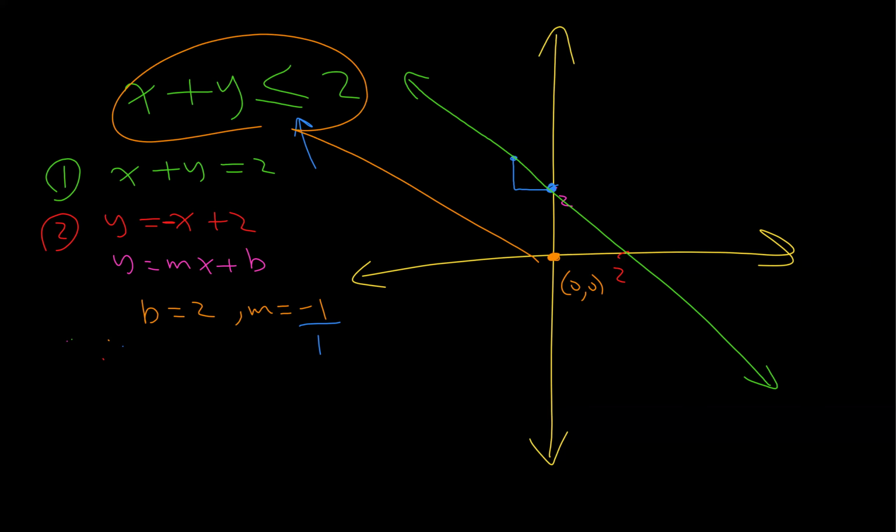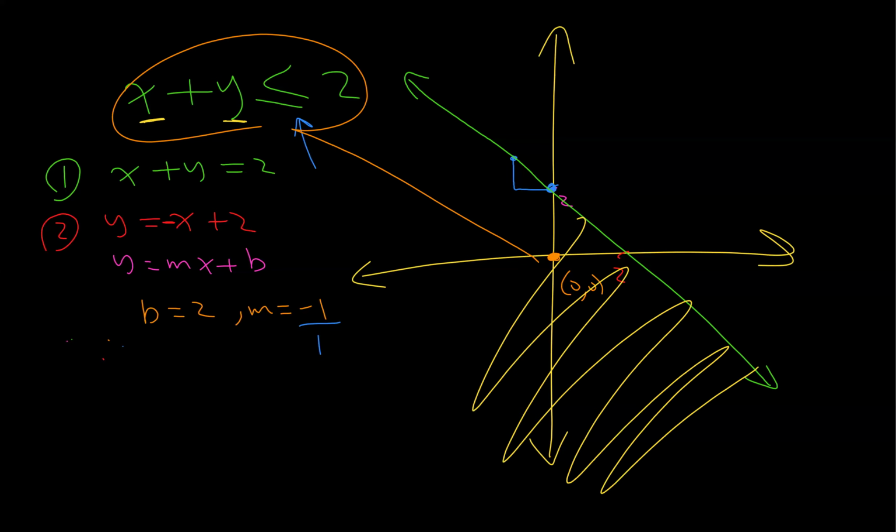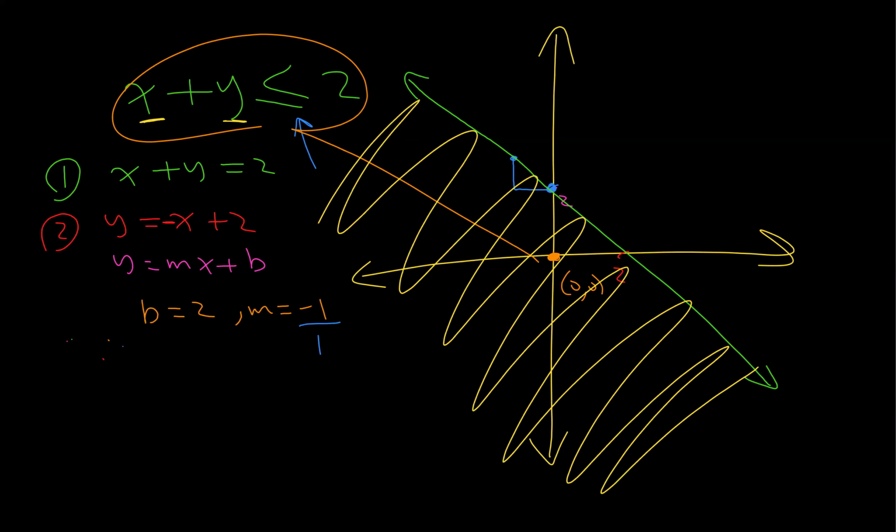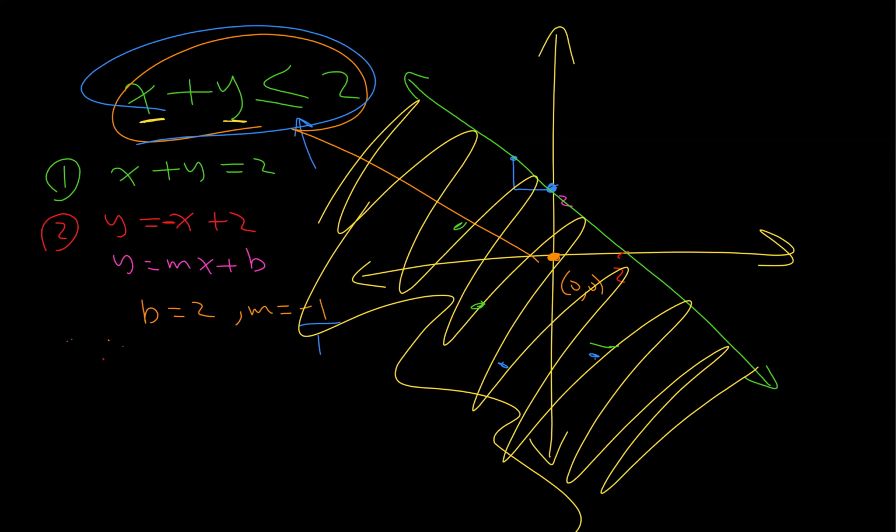Now I substitute 0 and 0 here. It's going to be 0 plus 0, which is 0. Is 0 less than or equal to 2? Yes. Since it is satisfied, this is the area of solution, so I shade this area. Any point in this area, wherever x and y are, will satisfy this inequality. But any point here will not be satisfied.